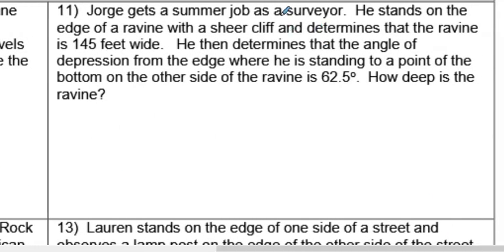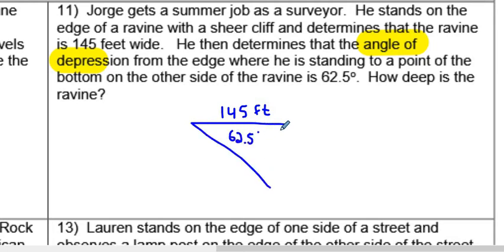This problem here is the whole angle of depression thing, right? So he stands on the edge of the ravine. It's a sheer cliff. He determines that it's 145 feet wide, okay? And then he determines the angle of depression. And it's just important to look at these key words, and they're literally exactly what we drew in our notes. So I draw an angle of depression, boom. I put 62.5 degrees in there. I draw this. I'm looking for the height of here. So from this angle, this is opposite. This is adjacent. And that is going to be tangent. So you're going to do tangent to do that problem.